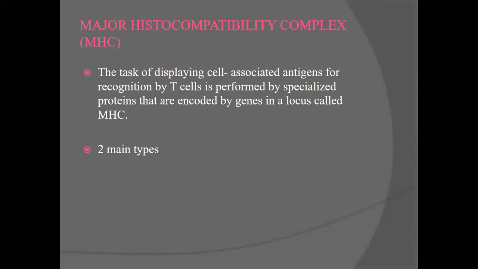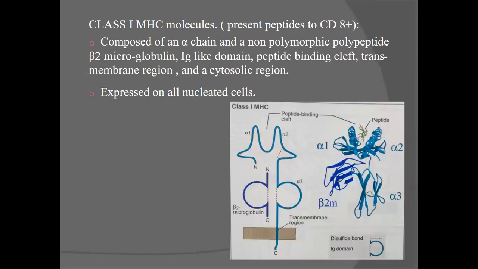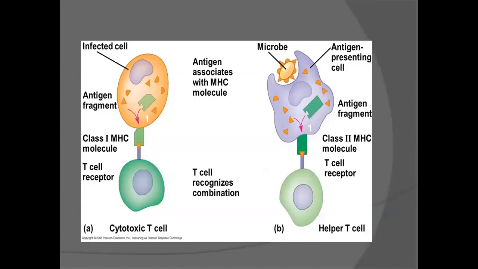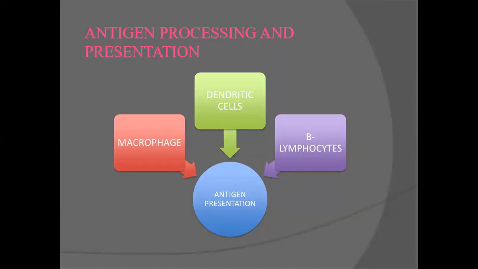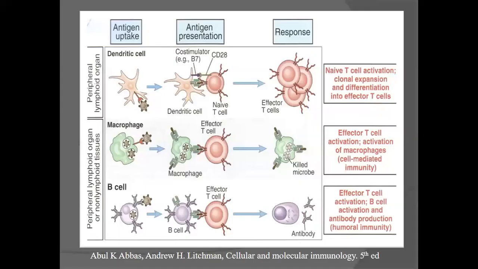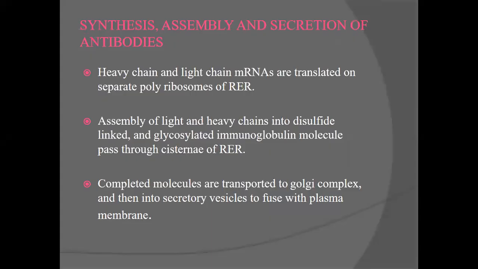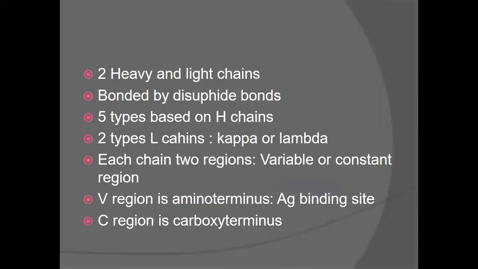You have MHCs. MHCs are nothing but the presentation way. You have got MHC class 1, MHC class 2. MHC class 2 presents peptides to CD4, MHC class 1 to CD8. Antigen presenting cells. Don't get confused. There's a lot, but this is not important for you.